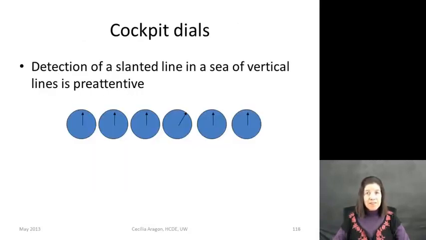This can be used in practice to save lives. Detection of a slanted line in a sea of vertical lines is pre-attentive. In this case, the slanted line in a number of cockpit dials is used to indicate systems failure.